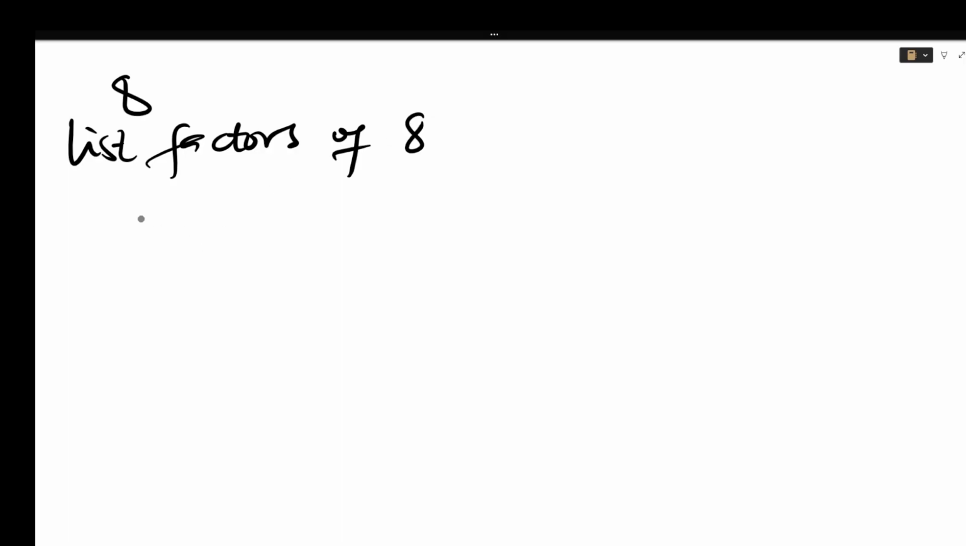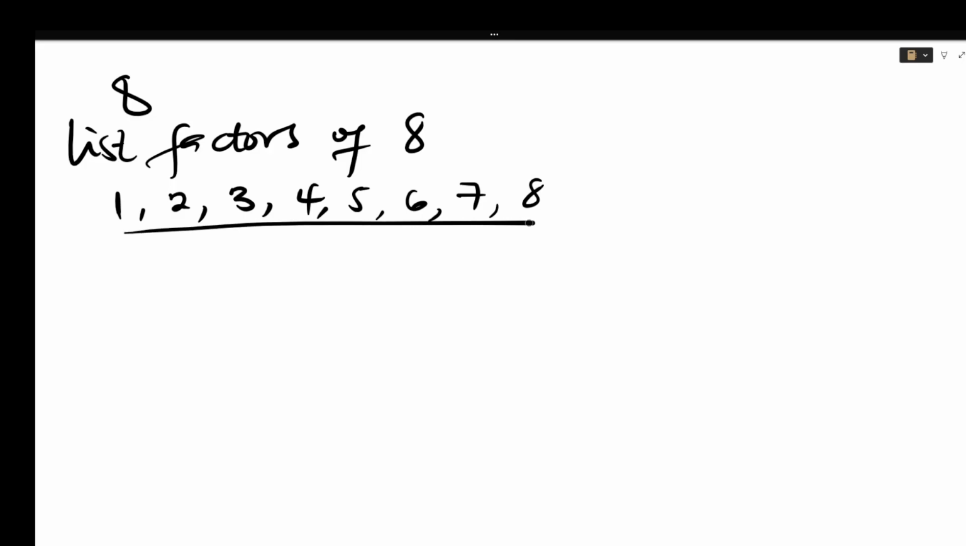In the previous lesson, we made mention that we list 1, 2, 3 up to 8: 4, 5, 6, 7, and 8. Then we try to divide 8 by all these numbers. So we begin from 1, 2, 3 through to 8. Now let's have a look at that. 8 divided by 1, that is 8, remainder 0.